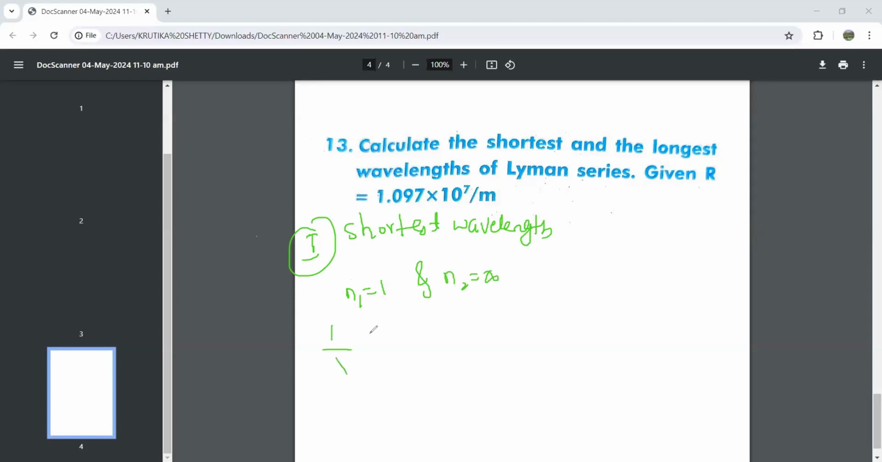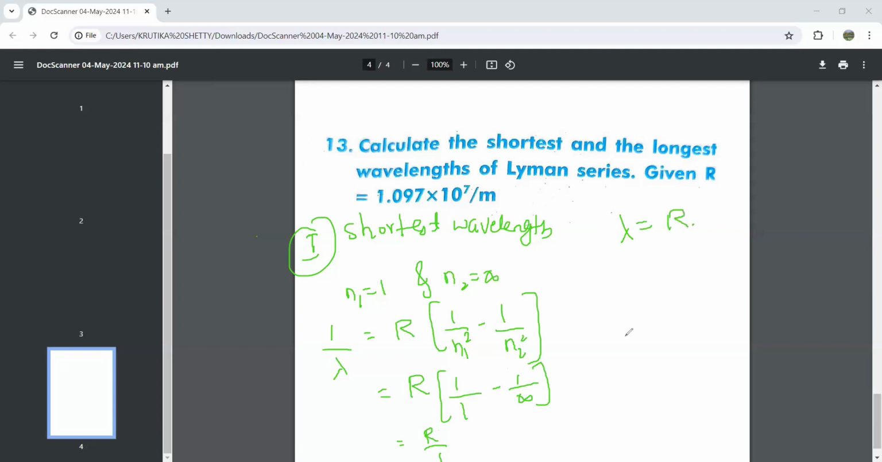Now 1 by lambda is equal to R into bracket 1 divided by n1 square minus 1 divided by n2 square. Which is equal to R into bracket 1 divided by 1 square is 1, minus 1 divided by infinity square, which is 0. So it becomes R by 1. So this is 1 by lambda, and lambda is nothing but it is R.